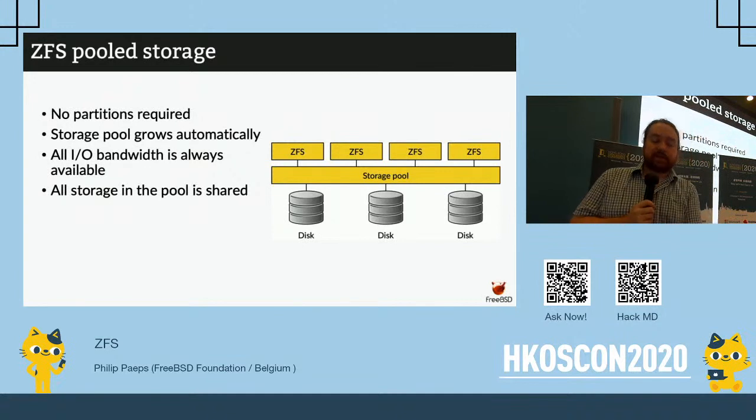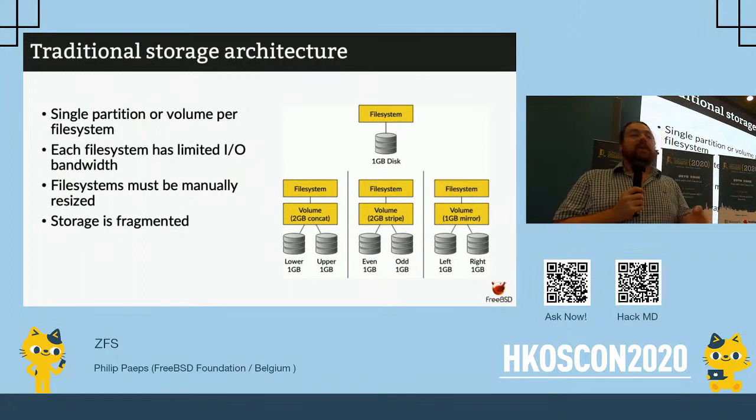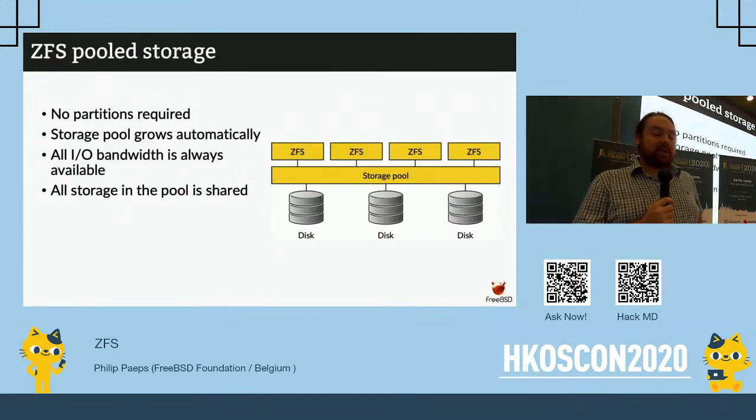But as a side effect of this pooled storage design, all of your I/O bandwidth is always available. You don't have this fragmented setup where you have to have a file system and then a volume and then your disks underneath it, and then you go and create a new volume, and then you only have the I/O of that volume. So you don't have to pre-think your storage architecture. The pool will grow automatically, and all of your bandwidth will always be available.